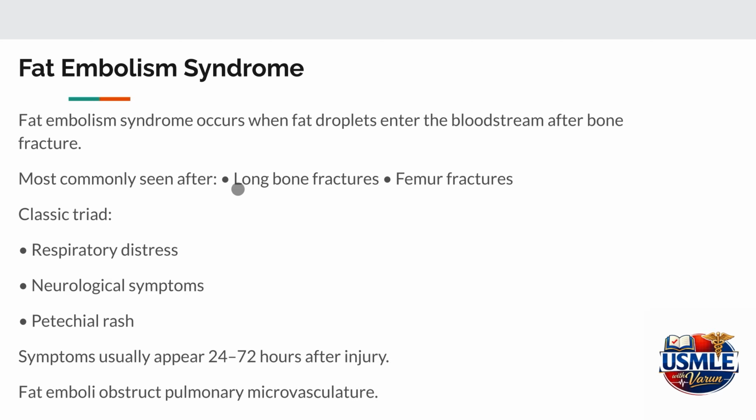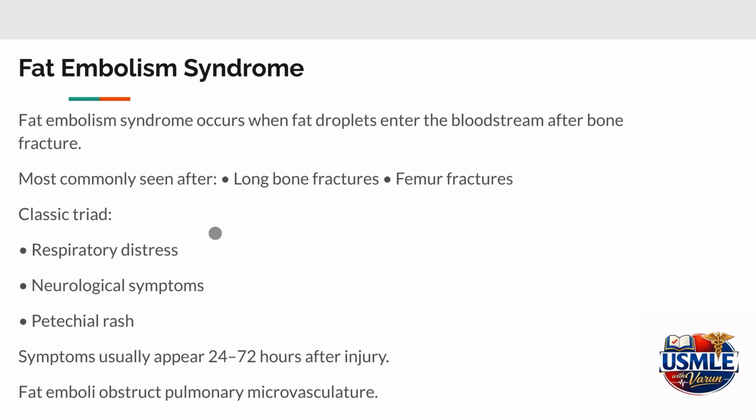Another important complication of trauma is fat embolism syndrome. This condition occurs when fat droplets from the bone marrow enter the bloodstream after fractures of long bones. It most commonly occurs after fractures of the femur or pelvis, which contain large amounts of bone marrow fat. These fat droplets travel through the circulation and get lodged in the pulmonary microvasculature. This leads to pulmonary embolism and eventually infarction. That's a life-threatening complication.